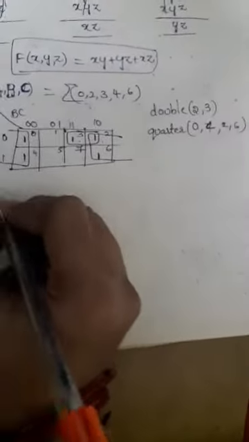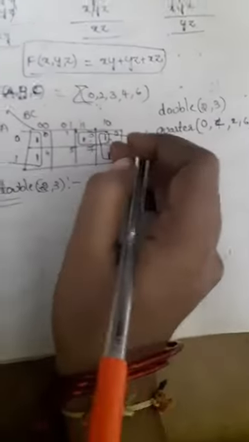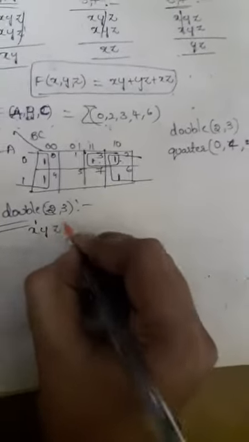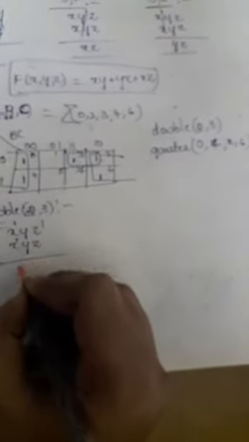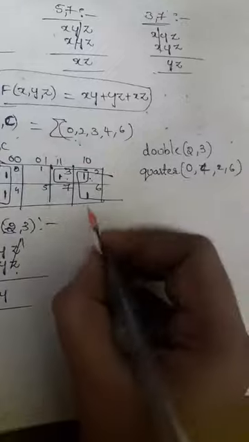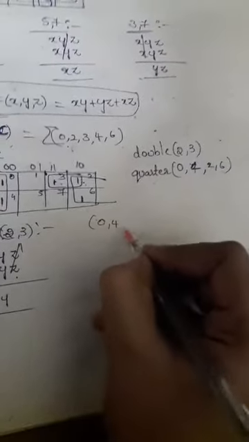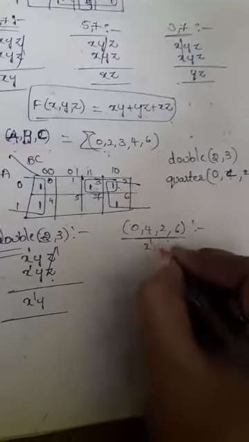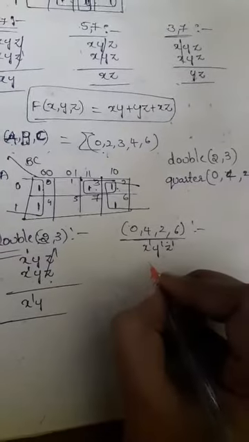Now finding the prime implicant result for this. First I have to take the double 2 3. For this 2 3, the combinations we get: for 2, 0 1 0, and for 3, 0 1 1. So here z complement and z will be cancelled, and the remaining function is x complement y. Next, coming to the quarter, the quarter cells are 0 4 2 6. First, for 0, all will be complements: x complement y complement z complement. For 4, 1 0 0.